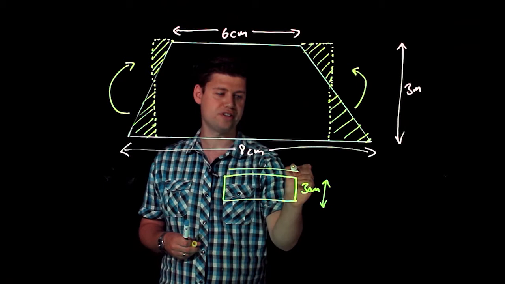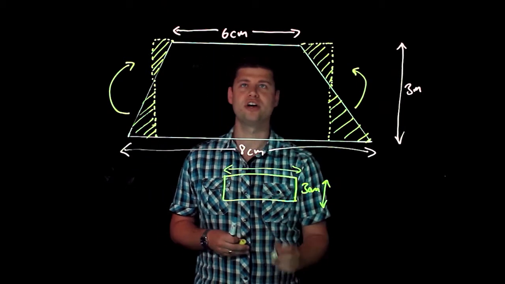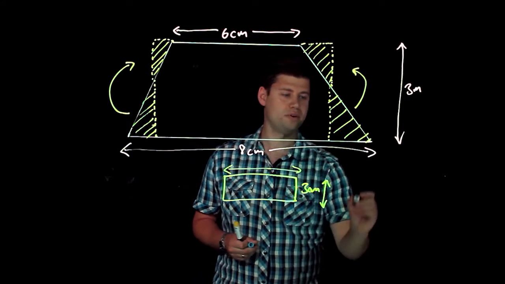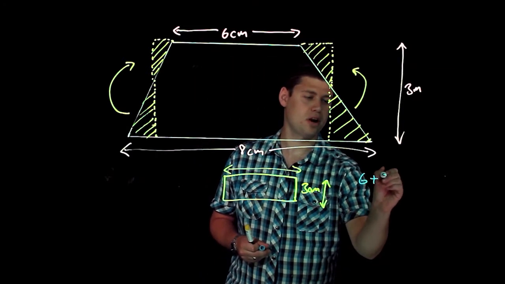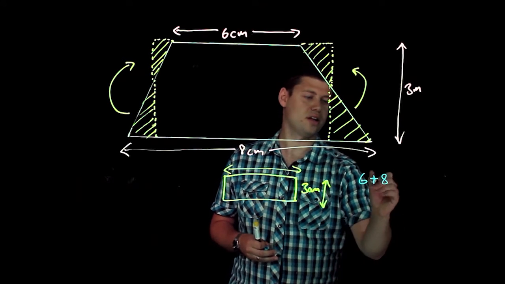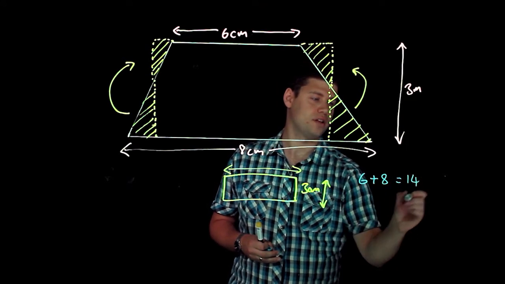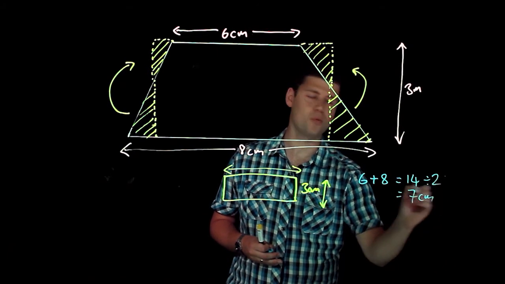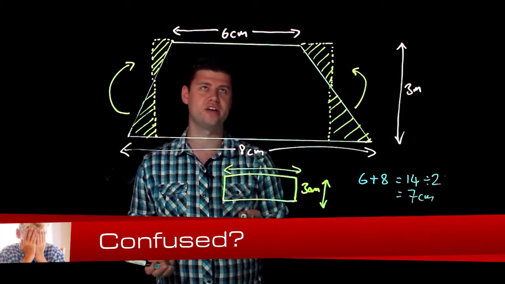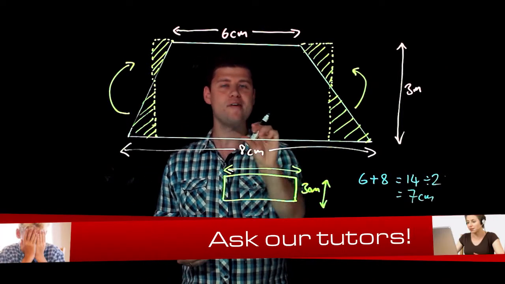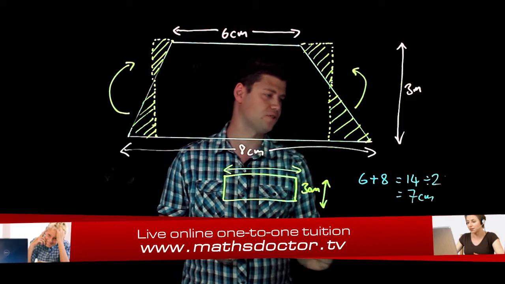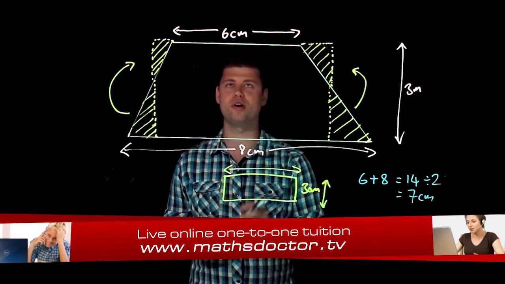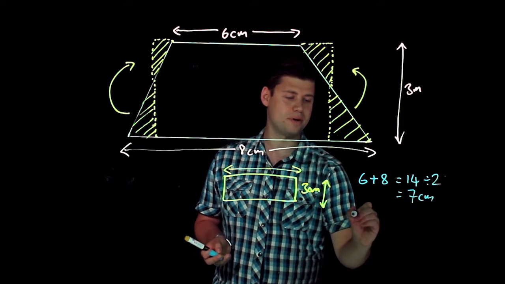So in order to find out what this now is going to be, what we need to do is we take the two lengths that we have and we do 6 plus 8, which is 14, and divide it by 2, giving us 7 centimeters. Now, why do I do that? Well, what I'm looking to find, in essence, is the average of those two lengths, which is 7 centimeters. And then we've got a fairly straightforward job after that to find the area of the trapezium.